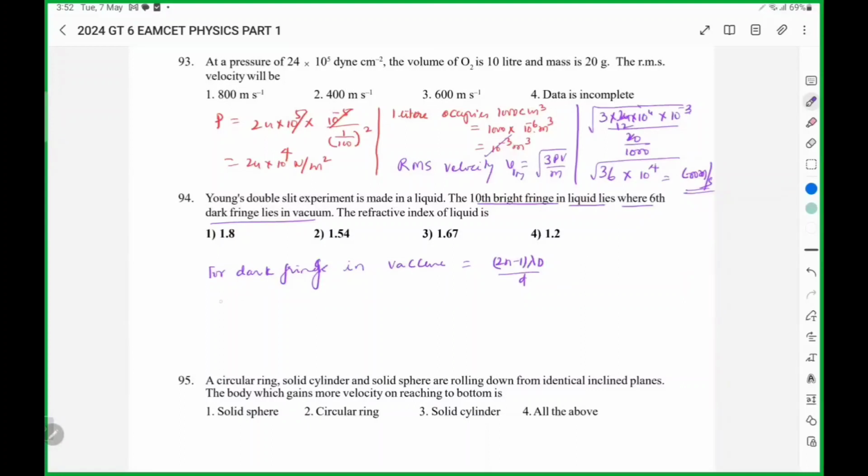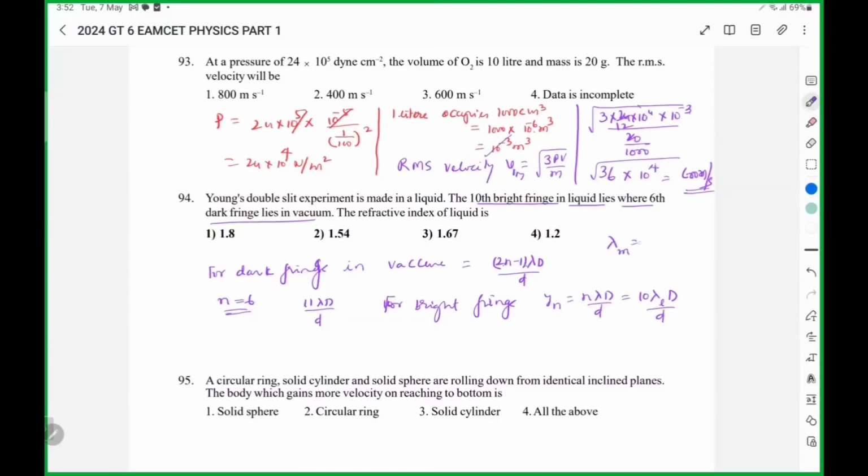He said sixth dark fringe in vacuum, that is 11 lambda D by 2d. For the 10th bright fringe, y_n is n lambda D by d, so 10 lambda, but it is in liquid, D by d.